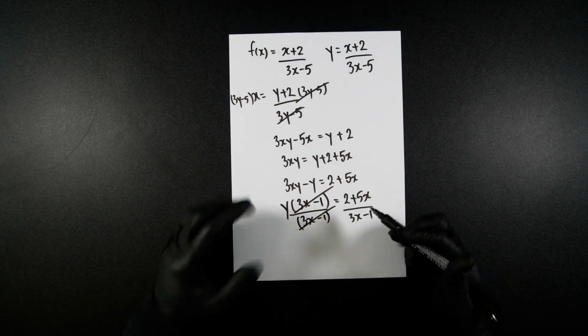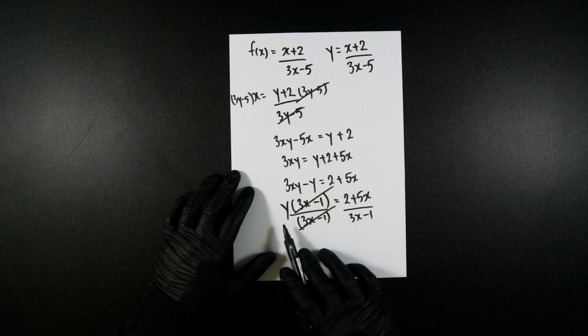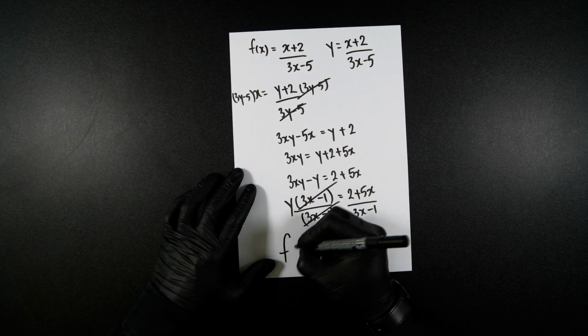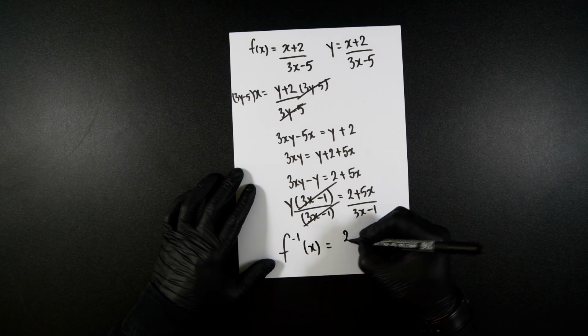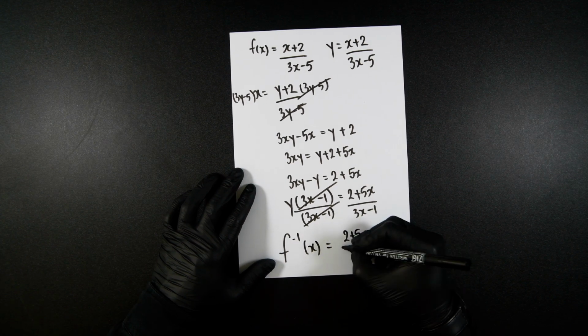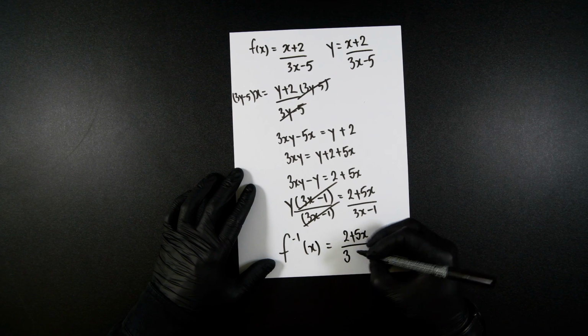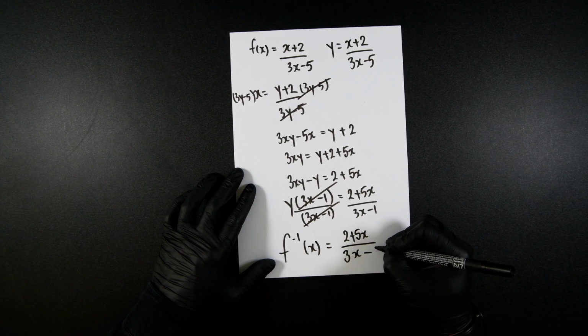And we've got it in the correct notation with x there. But you can't just leave it as y. You have to put your f minus 1 of x, which equals 2 plus 5x over 3x minus 1.